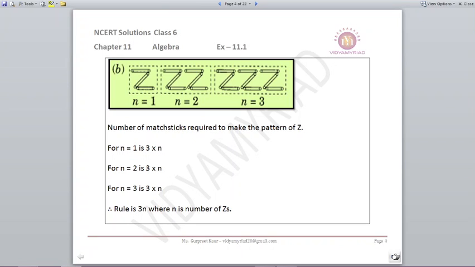Z. For making Z, if you see, the number of sticks required is 3. So 3 times every Z will be the number of Z's. So if I want to make 5 Z's, how many sticks will be required? For 1 Z I require 3. So for 5 it will be 3 into 5, that is 15. So the rule is 3n.